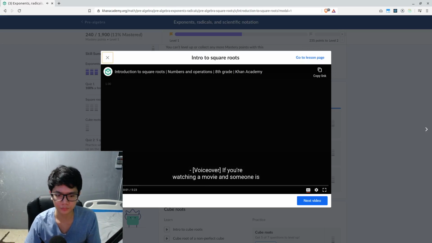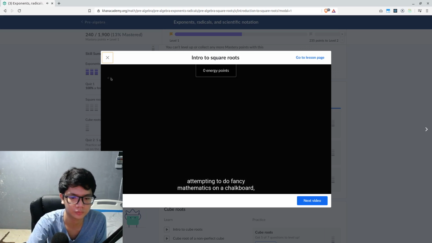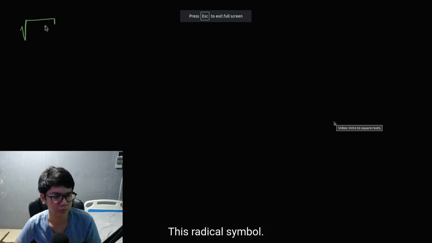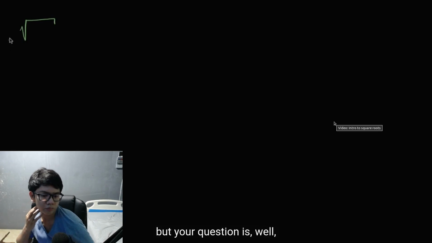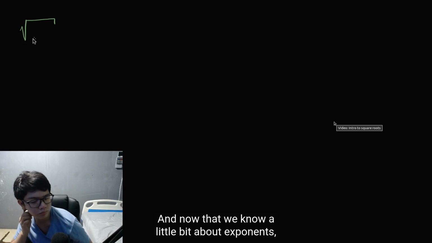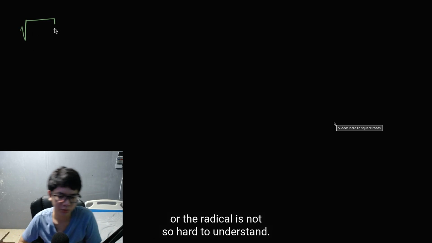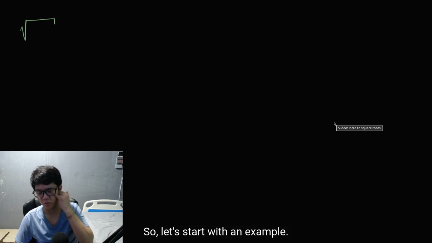If you're watching a movie and someone is attempting to do fancy mathematics on a chalkboard, you'll almost always see a symbol that looks like this, the radical symbol. This is used for the square root, and we'll see other types of roots as well. But your question is, what does this thing actually mean? Now that we know a little bit about exponents, we'll see that the root symbol, or the radical, is not so hard to understand. So let's start with an example.